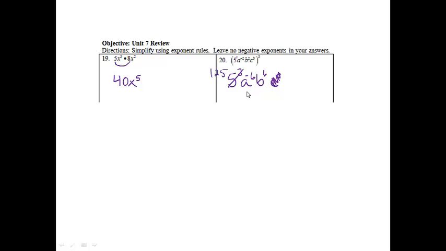And now we're not allowed to have any negative exponents in our answer, so the A needs to move to the bottom. So we're going to have 125, B to the 6th up top, and we're going to have A to the 6th down below.